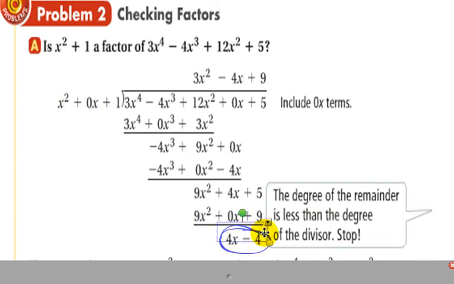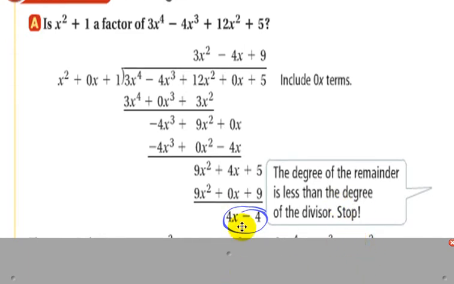So once the degree of your remainder is less than the degree of the divisor, you stop. So this is our remainder, 4x minus 4. That means it didn't go evenly, so it's not a factor. Okay? If this had gone in evenly and we'd ended up with a 0 at the end with no remainder, then you would say, yes, it's a factor. But because we had something left over, it doesn't go evenly. It's not a factor. Okay? Any questions about that one? All right.